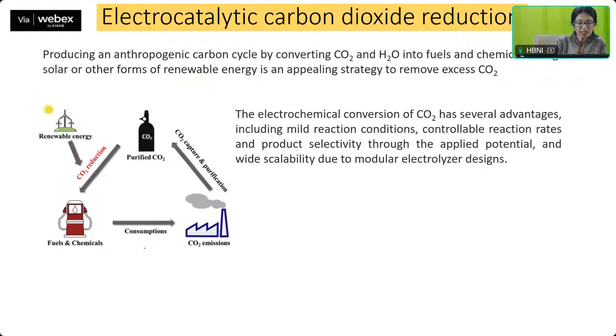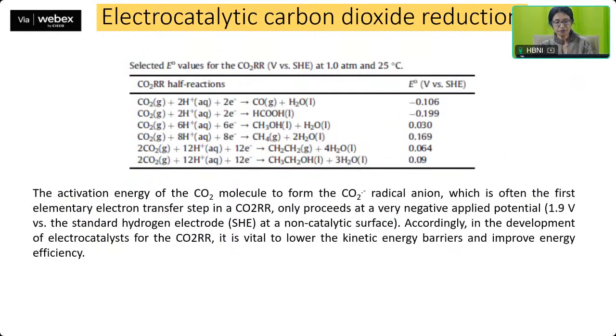So what you exactly are doing is, from the fuels and chemicals, you are consuming them, you are having a lot of carbon dioxide emission, and then you are doing carbon dioxide capture and purification. You have this purified carbon dioxide stored in cylinders, and then you're reducing this to give you various usable fuels and chemicals with the help of renewable energy. And so this becomes a kind of closed cycle. So this is also a very hot area of research in electrocatalysis.